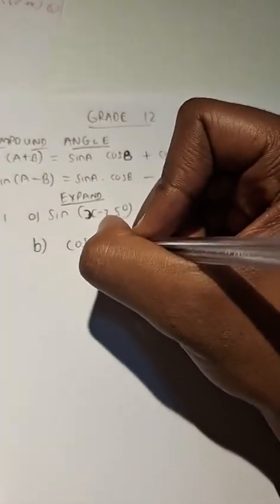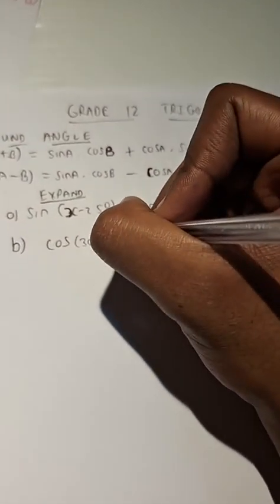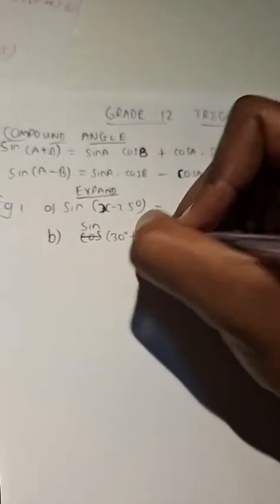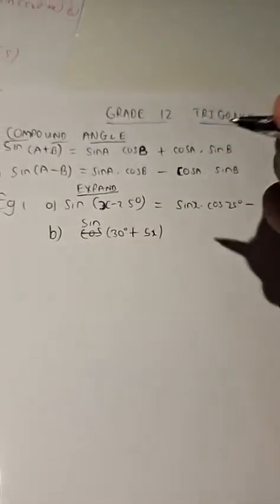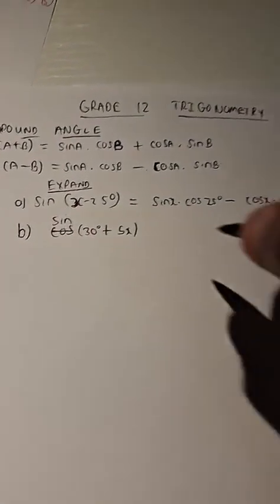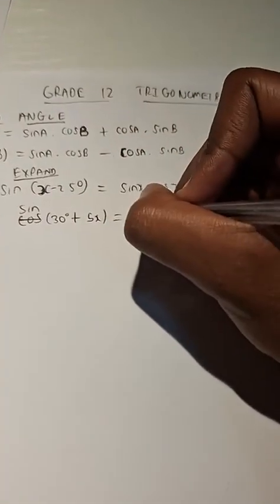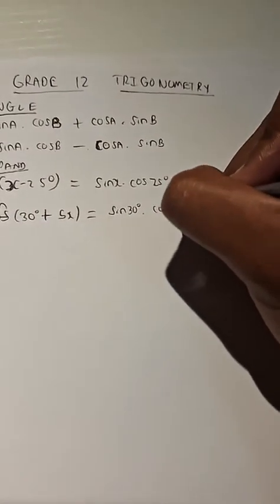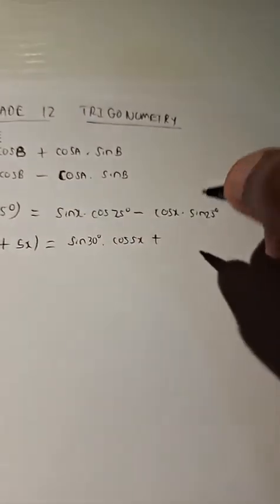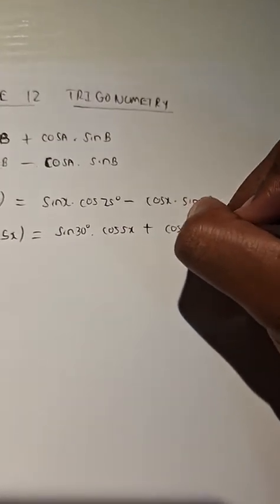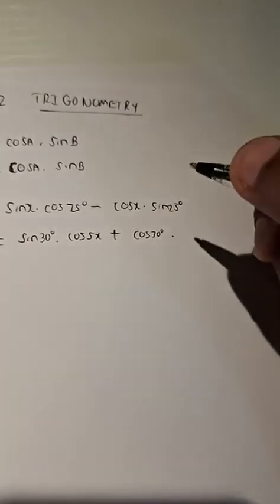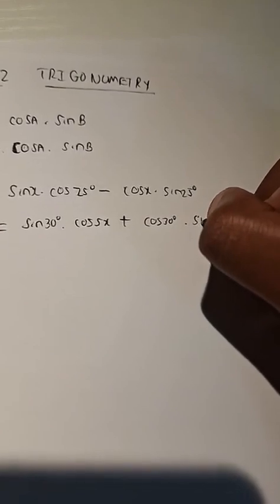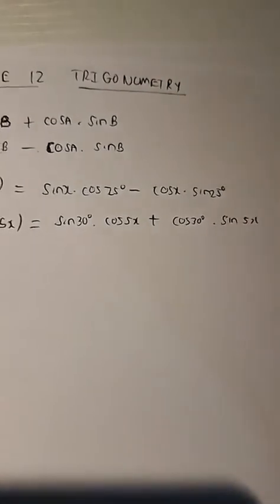Let's say we have sine of 30 degrees plus 5x. And we are told to expand again. Then of course that will be sine 30 cos 5x plus cos 30 sine of 5x.